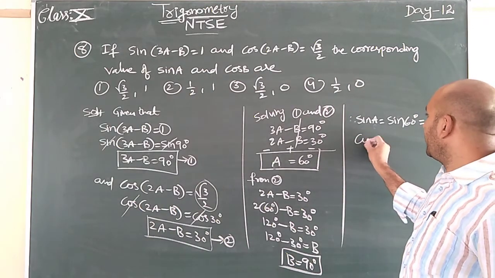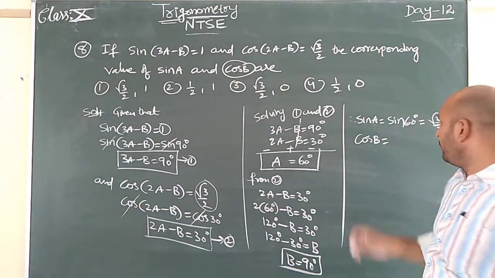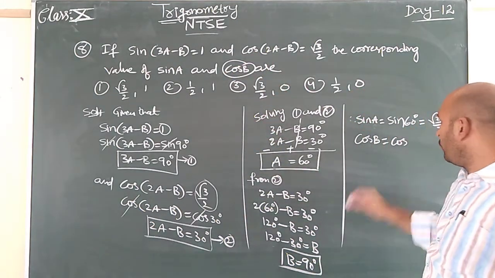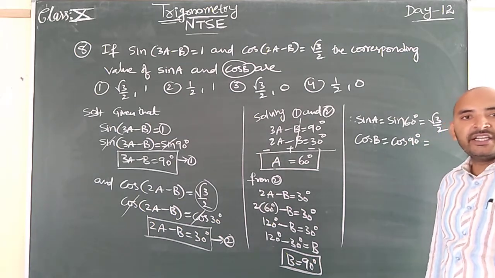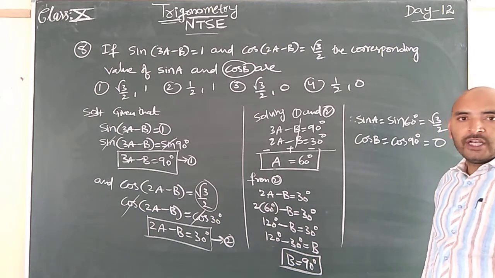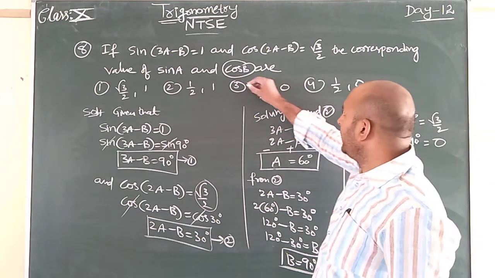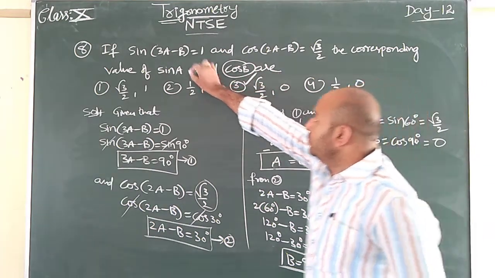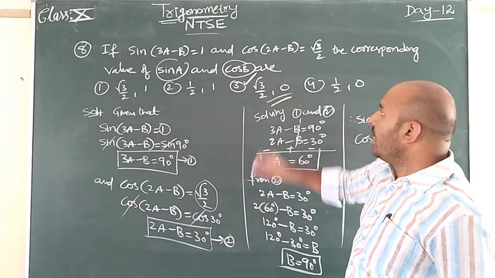Next one, cos b. I want to find cos b. The value of b is 90 degrees, so cos 90 degrees is clearly 0. Cos 0 is 1, cos 90 is 0. So sin a is root 3 by 2 and cos b is 0. This is option number 3.